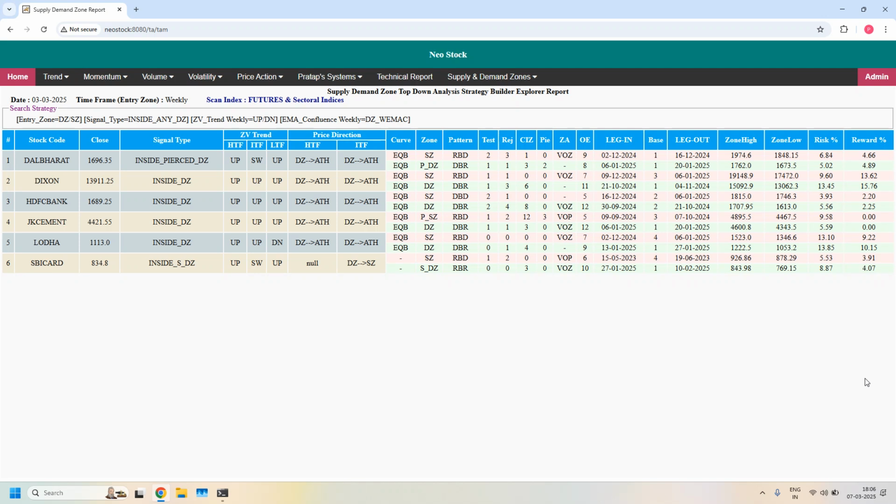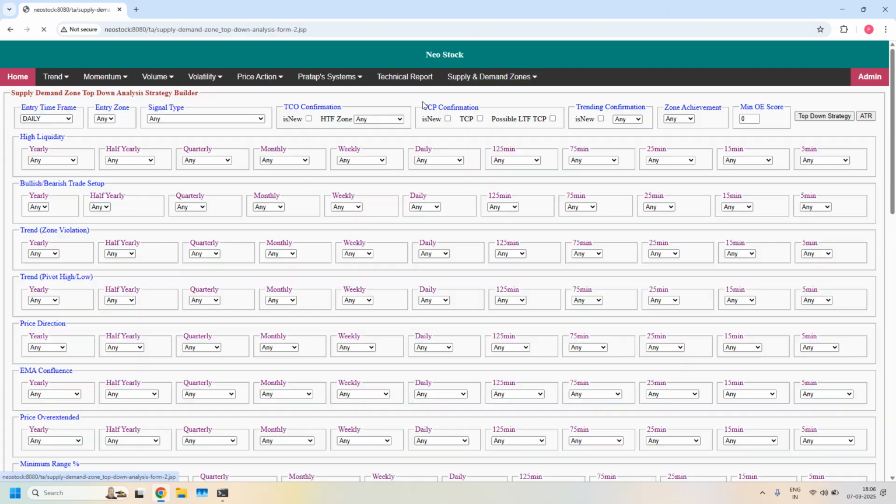So these 6 weekly demand zones are having weekly EMA Confluence, and also current price closed inside the weekly demand zone. Okay, this is about price closed inside the weekly demand zone and having weekly EMA Confluence. Okay, next report for weekly time frame.